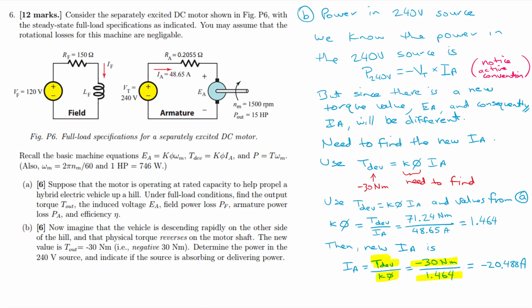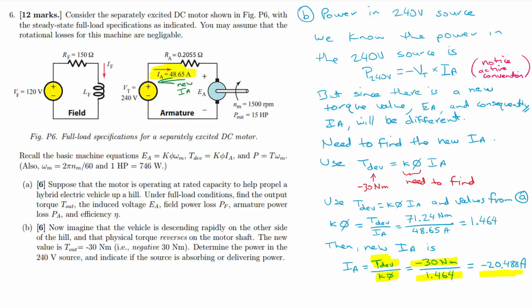So that's interesting. We have a negative armature current. If we take a look at the armature current here, that was positive 48.65 amps, and now we've got minus 20.488 amps. What that means is our IA current is actually flowing in this direction. So let's say new IA.